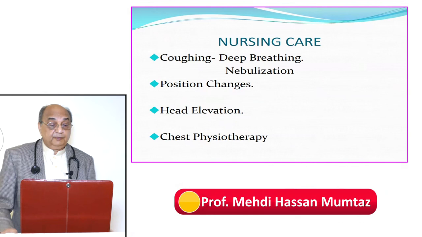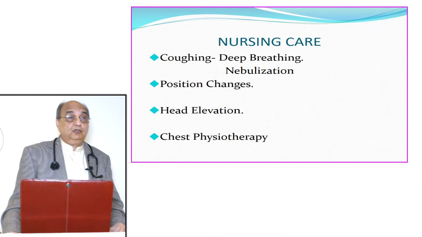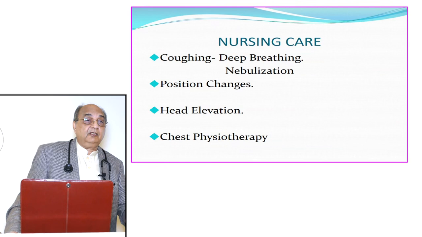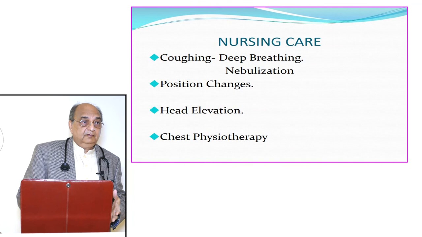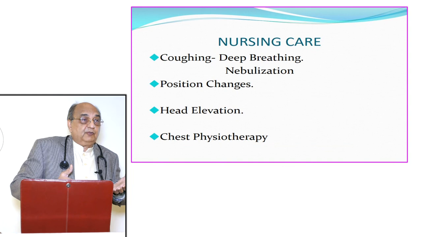Then head elevation. Any patient who comes to the ICU should normally be 25 to 30 degrees up, but particularly head injury patients or patients who have got brain insult should be 35 to 45 degrees. And the same applies in ARDS patients with respiratory failure, their head should be between 35 and 45 degrees, so that it takes away the pressure of the abdominal contents on the diaphragm, so that the lungs should not collapse and the patient should have very less resistance to breathing in.